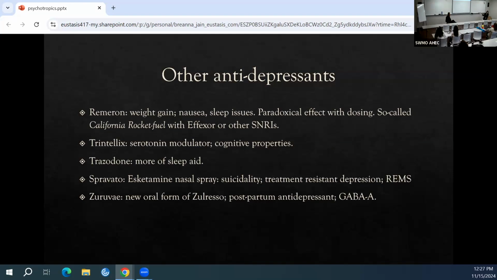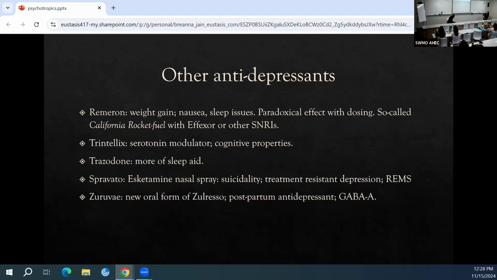Interesting fact about Remeron. Patient comes in and they're taking 15 and they're saying, well, I'm super drowsy. You don't want to tell them to take half. Why? Remeron has a paradoxical effect. It is more activating at higher doses, more sedating at lower doses. So that's something that I educate my patients on.